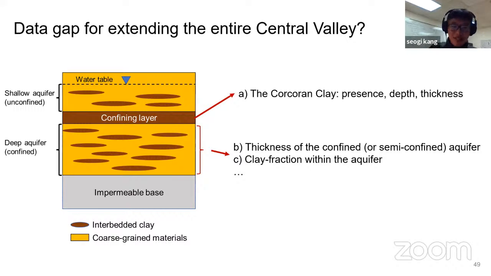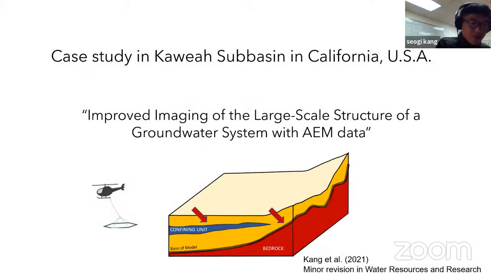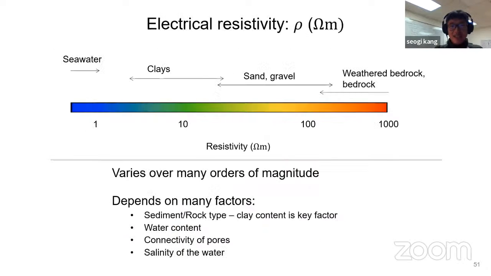And how we fill in this data gap is the second project. I think I'm running out of time, so I'm going to go very quickly about this. The idea is that what we're seeing through this airborne electromagnetic method is the electrical resistivity. So here I'm plotting the blue as low resistivity and red as high resistivity.